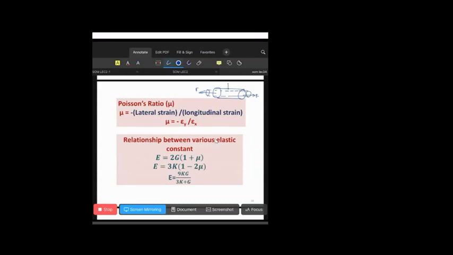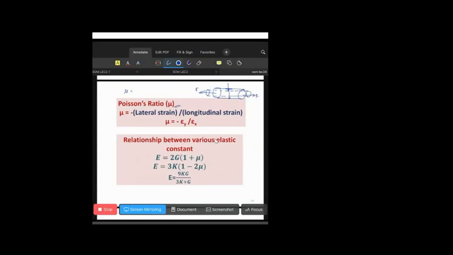Initially the diameter was this much. Now due to the pulling in the longitudinal axis, what will happen on the lateral side? There will be a reduction in the diameter. This relationship between the lateral axis and the longitudinal axis is given by Poisson's ratio. So what is Poisson's ratio? Deformation in the lateral direction upon deformation in the longitudinal direction.